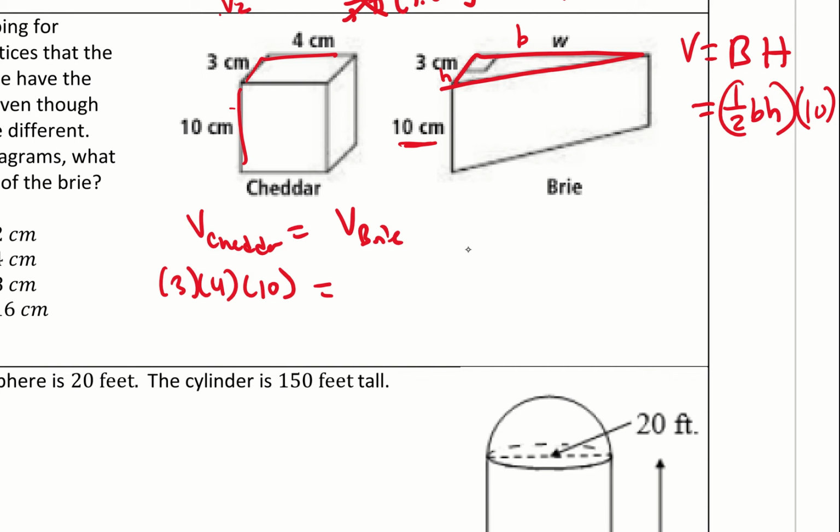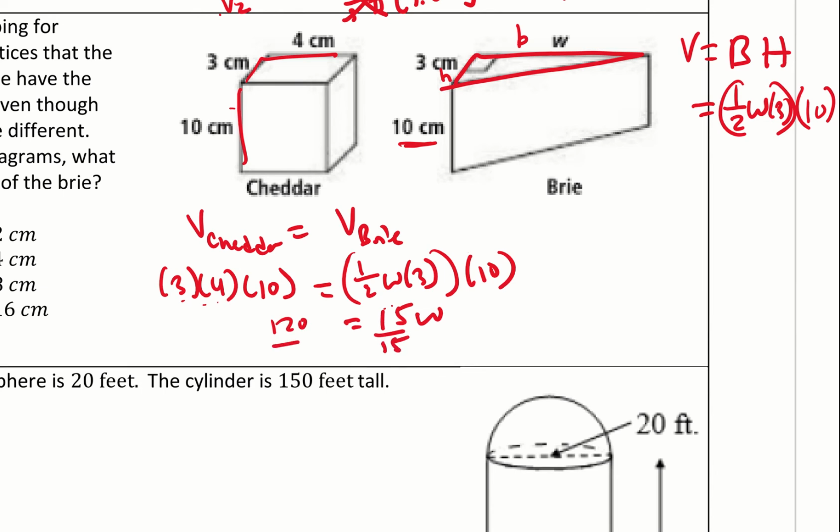Okay, so let's call this base W, and then the height here is 3. So this is going to be 1/2 W times 3 times 10. Half of 10 is 5, and 5 times 3 is 15. So this is going to be 15W, and this is 3 times 4 is 12, times 10 is 120. So divide by 15 on both sides to get W, and you get that W is 8 centimeters.